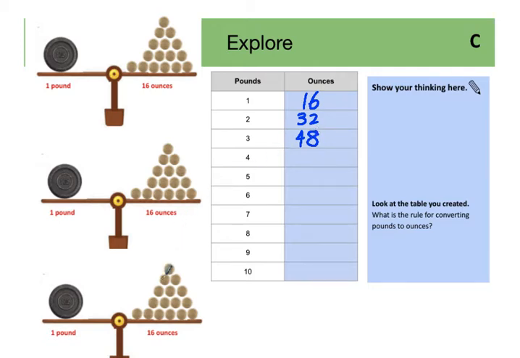All right, are you starting to notice anything? Are you starting to think about this question over here? What is the rule for converting pounds to ounces? We have our in and out table here. 1 pound, 16 ounces. 2 pounds, 32 ounces. 3 pounds, 48 ounces. I'd like you to go ahead and complete the rest of this table, and when you are done, you can go ahead and unpause.